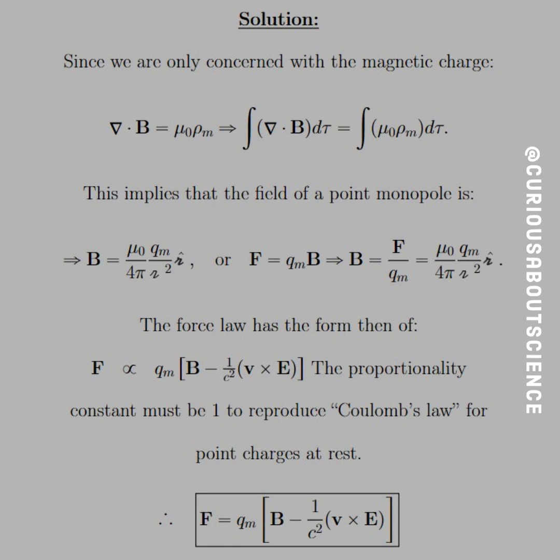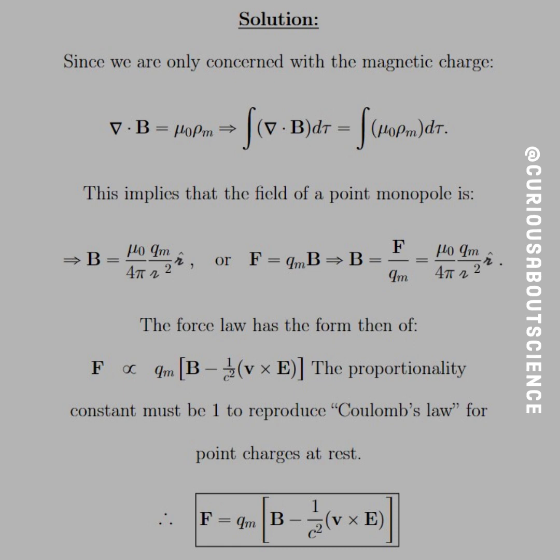Pretty quick, d tau would be just a sphere, whatever you want to use for your surface. But they summarize pretty quickly to B equals mu naught over 4 pi Qm over script r squared in the script r hat direction. And if we say that we're only worried about the monopole term, force is equal to Qm B, and therefore B is equal to force over Qm, which has the form of mu naught over 4 pi Qm over r squared in the r hat direction.